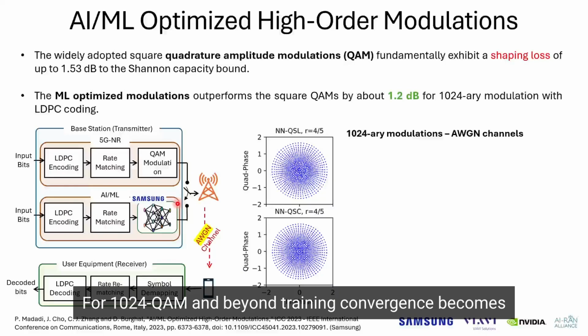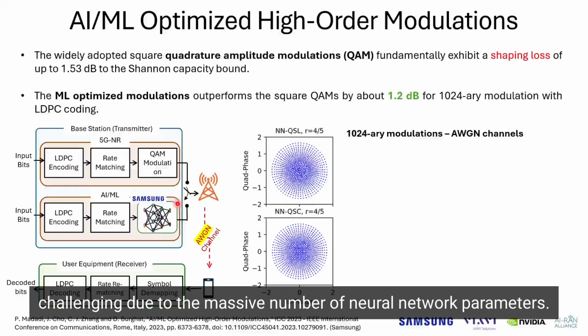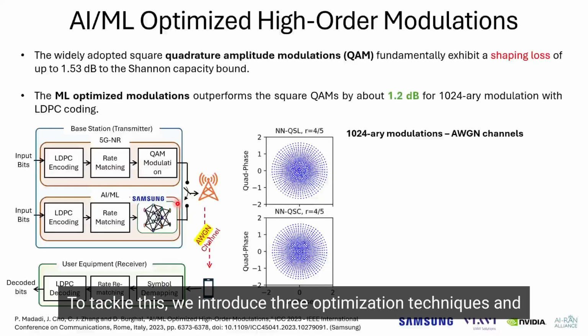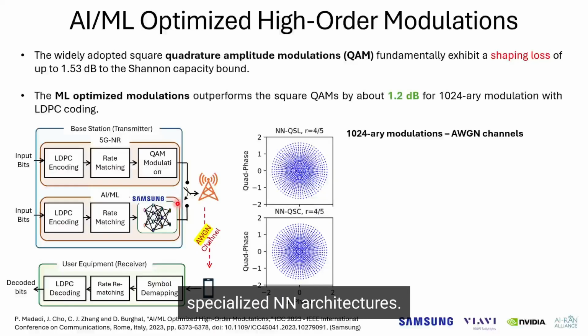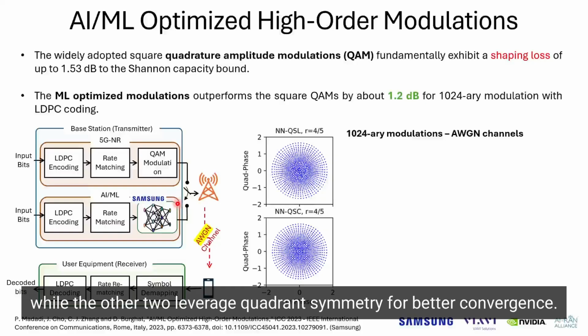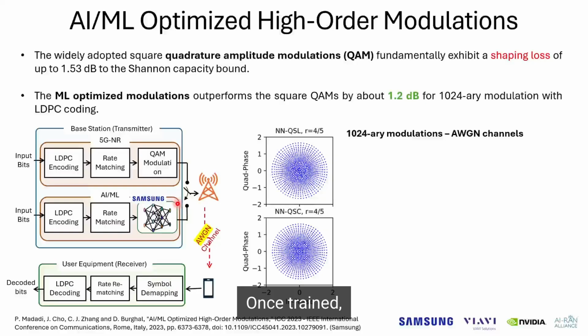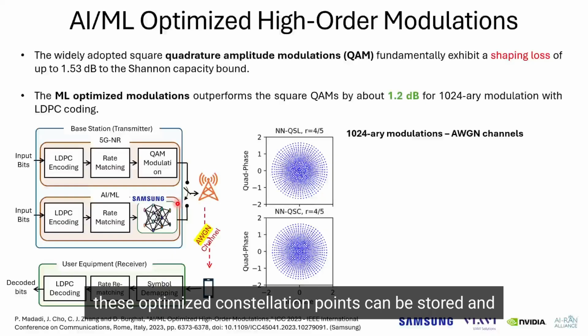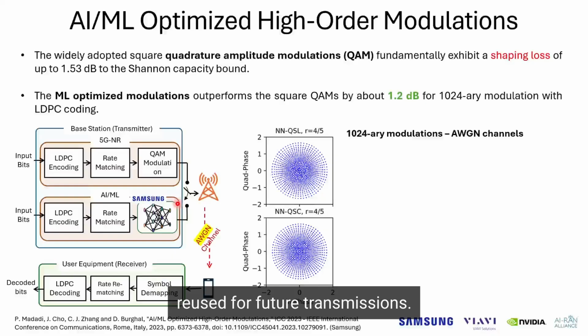For 1024 QAM and beyond, training convergence becomes challenging due to the massive number of neural network parameters. To tackle this, we introduce 3 optimization techniques and specialized neural network architectures. One method constrains the constellation to a rectangular shape, while the other 2 leverage quadrant symmetry for better convergence. Once trained, these optimized constellation points can be stored and reused for future transmissions.